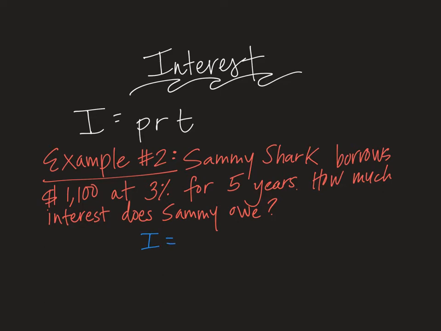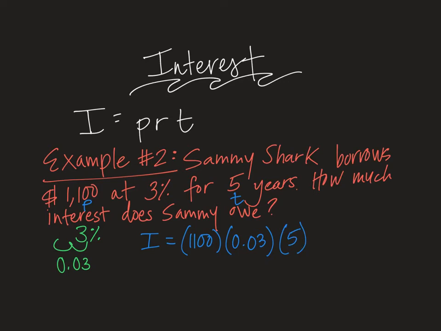So our initial amount of money is $1,100. So I'm going to put a P right there. I'm going to go ahead and write that here. And then at 3%, I cannot write that in my formula like that. So I'm going to go ahead and change it to a decimal and move it 2 spaces to the left. So that's going to be 0.03 or 3 hundredths. So I'm going to go ahead and plug that in. And then lastly, our time is 5 years. So we're going to go ahead and plug that 5 in.